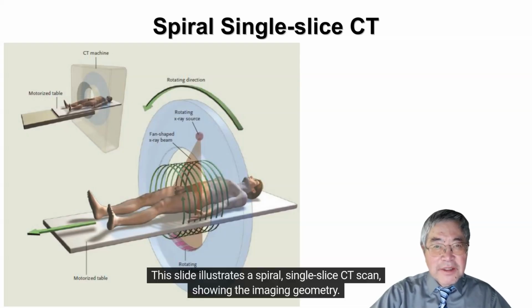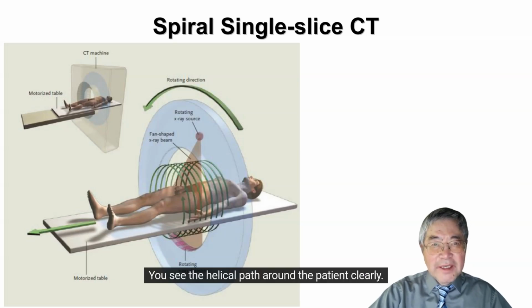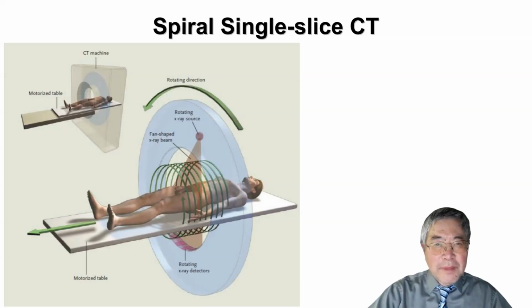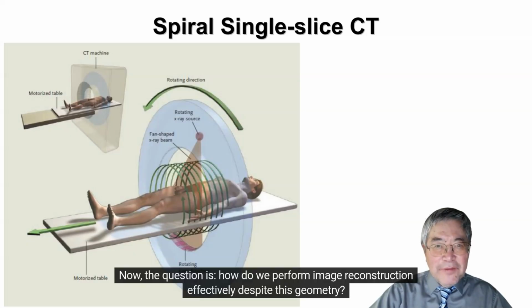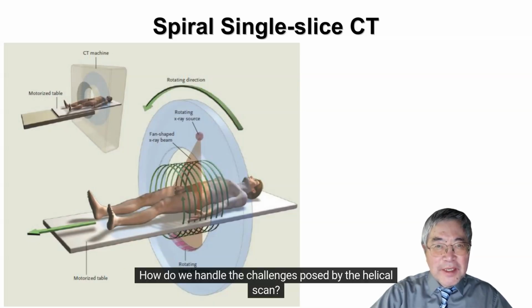This slide illustrates a spiral single-slice CT scan showing the imaging geometry. You see the helical path around the patient clearly. Now the question is, how do we perform image reconstruction effectively despite this geometry? How do we handle the challenges posed by the helical scan?